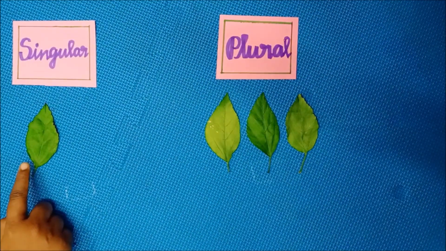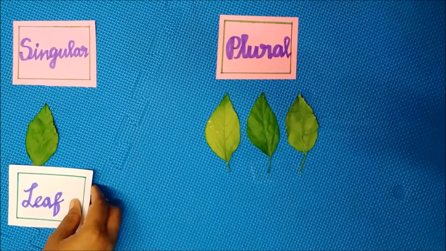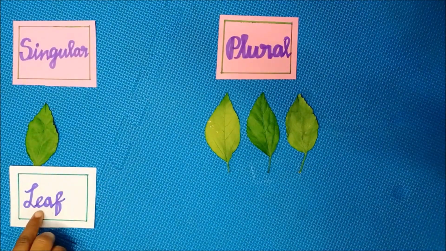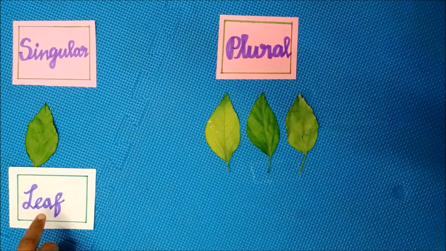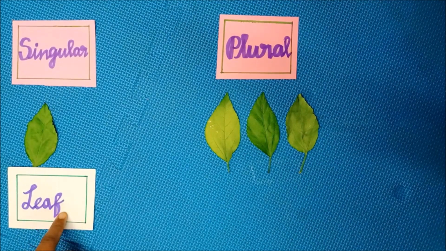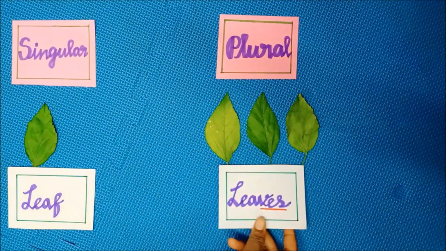What is it? It is a leaf. See the spelling for leaf. L-E-A-F. Leaf. So, leaf ends with the letter F. If the singular noun ends with F or F-E, what do you have to do? You have to remove the F and you have to add V-E-S. So, the plural form of leaf is leaves.